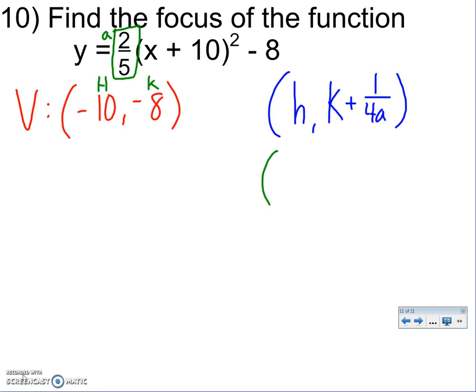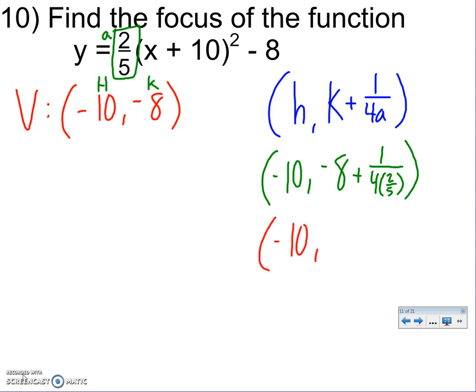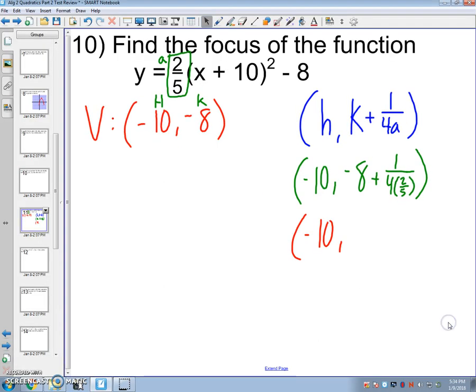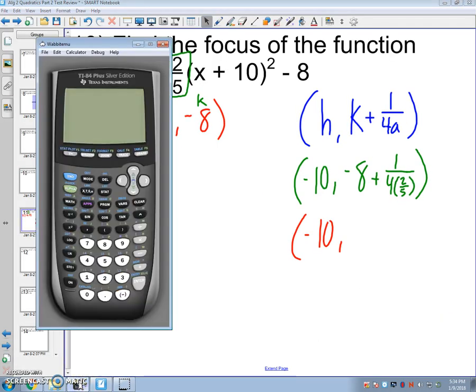So h stays as -10. K is -8 plus 1 over 4 times a. A was 2 over 5. Well, I'll just use a calculator for that second part. You do not do anything with -10. It stays -10. But that second part, this -8 plus 1 over 4 times 2 over 5, I'm using a calculator for that. So let me open this up.